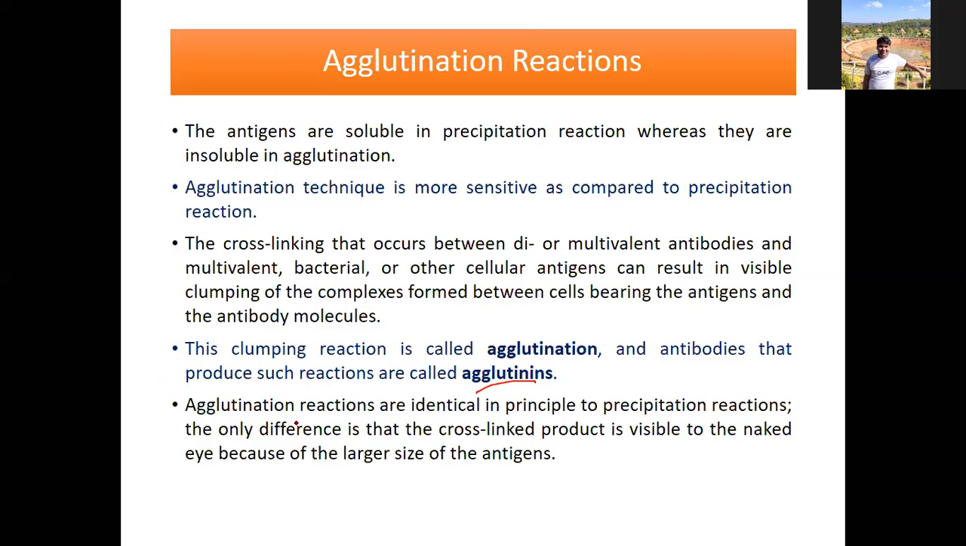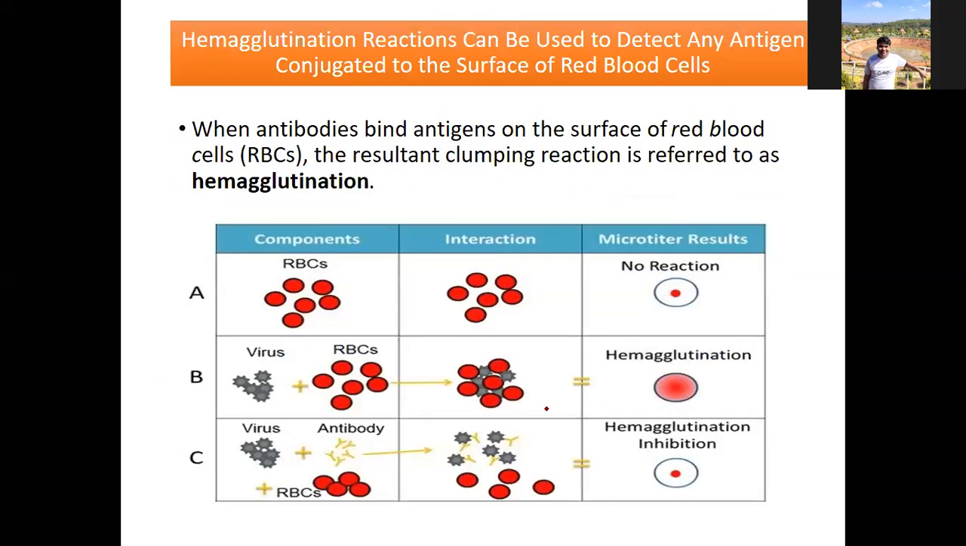The blood group detection experiment is the best example to understand this concept, and probably everyone has done it in the laboratory to confirm blood groups. Here I have taken a different one, using hemoglobin, and that reaction is called hemagglutination. This is a microtiter plate where RBCs are allowed to interact with different viruses and antibodies. There are three different cases. In the first case, purely RBCs are placed in the microtiter plate, and you can see there is no agglutination or clumping.